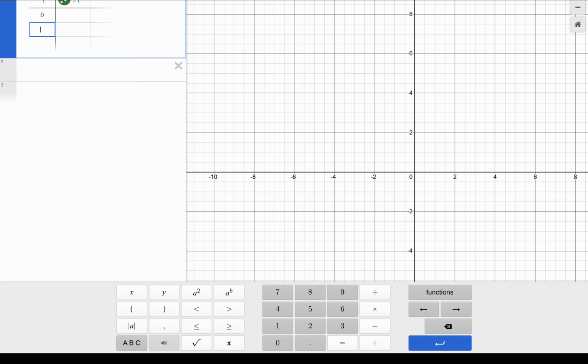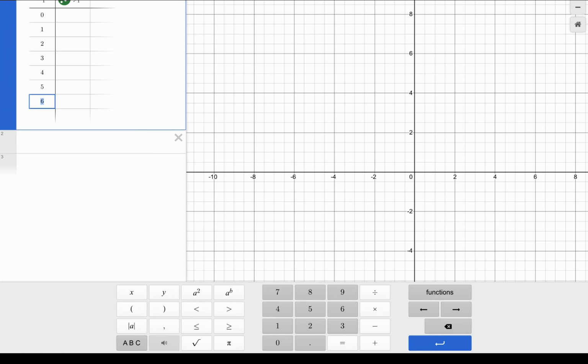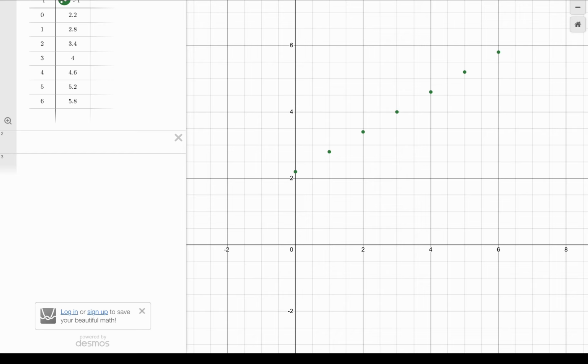I have 0 for x, 1, 2, 3, 4, 5, and 6 for the x's. For the y values, I have 2.2, I have 2.8, I have 3.4, I have 4, I have 4.6, and 5.2, and finally 5.8. From there, looking at this data, I can clearly see right here that this data represents a linear function.